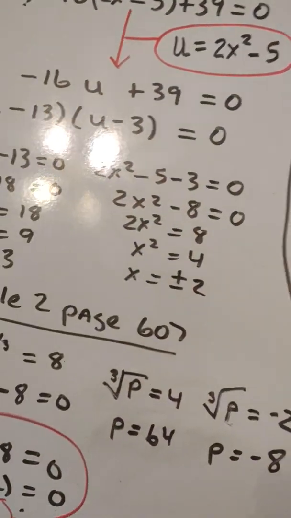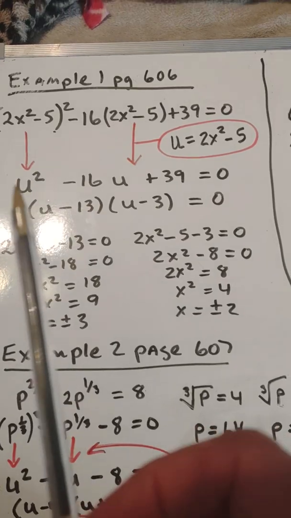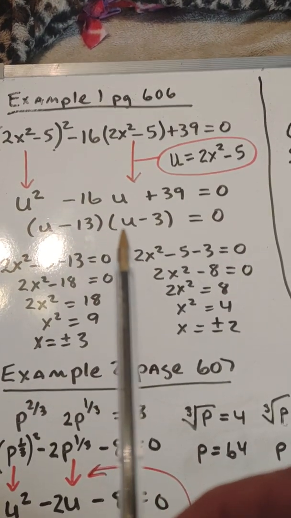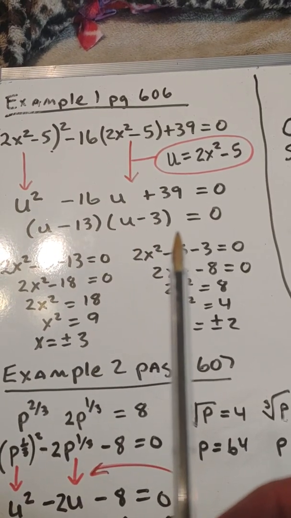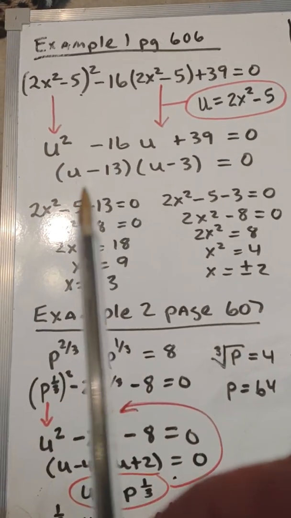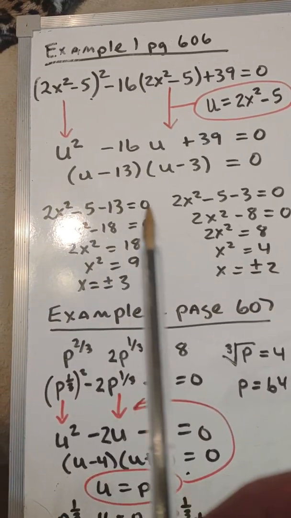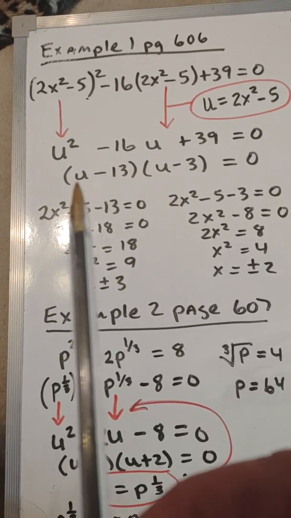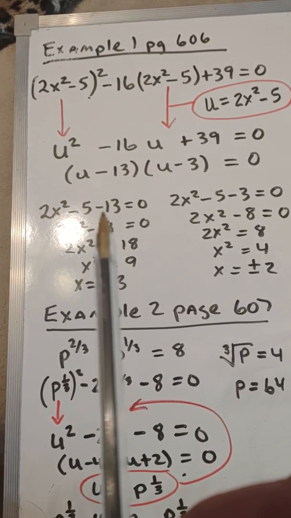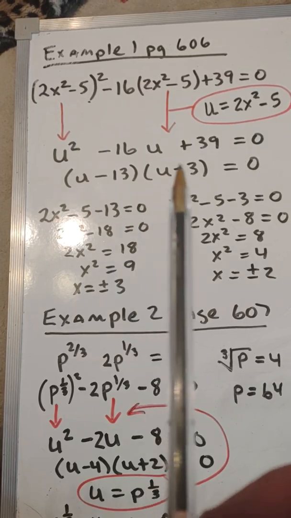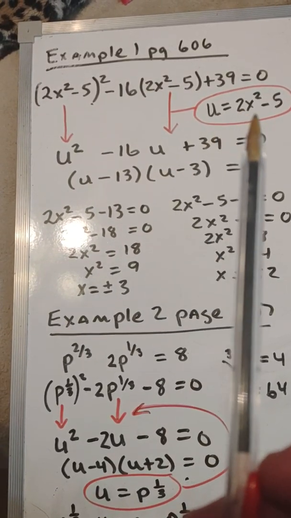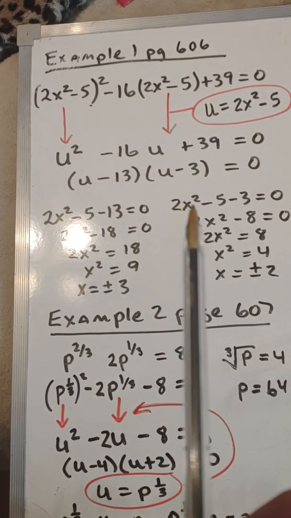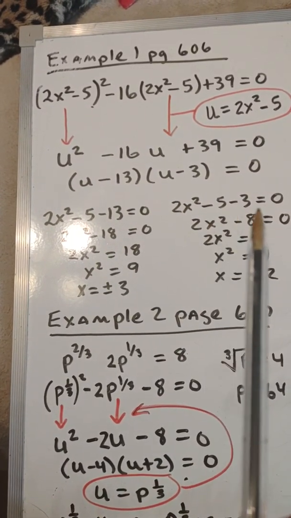Okay? So u² − 16u + 39 factors into (u − 13)(u − 3). Now we take u − 13, we set it equal to 0, but we substitute back in 2x² − 5 for u. So u became 2x² − 5 − 13 equals 0. U − 3, we substitute 2x² − 5 in for u. So u − 3 = 0 becomes 2x² − 5 − 3 = 0.